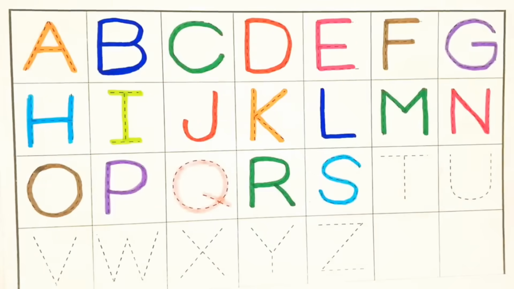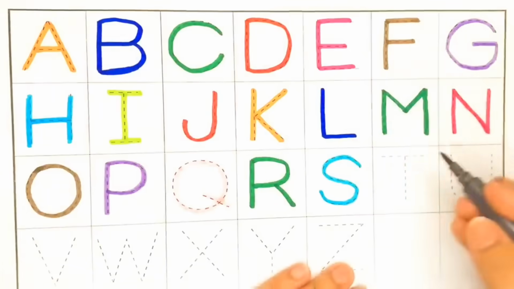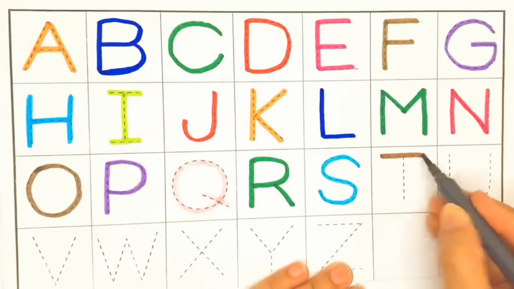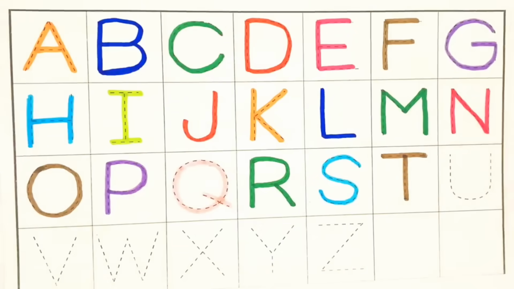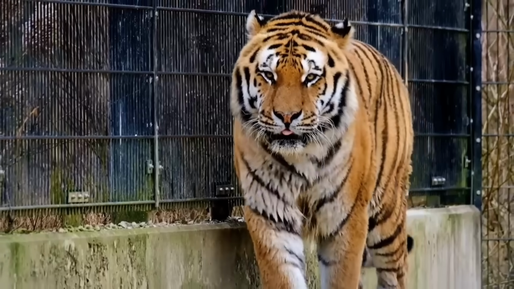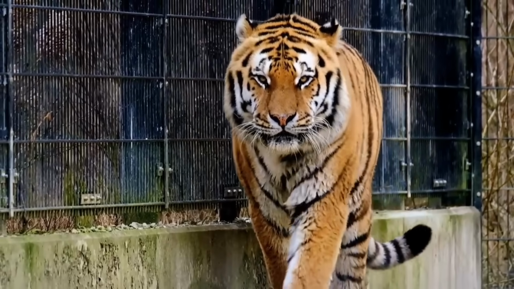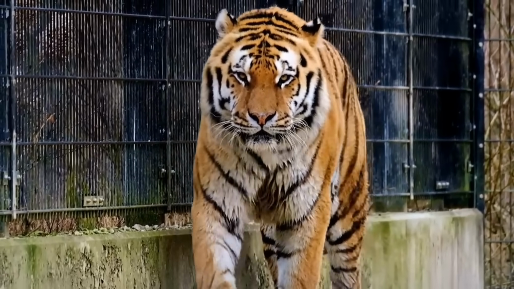Capital S. S is for sun. The sun gives us light. Capital T. T for tiger. Tiger is a wild animal.